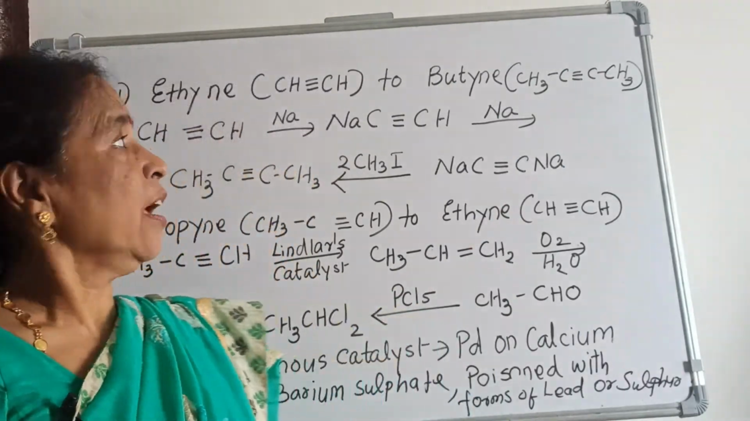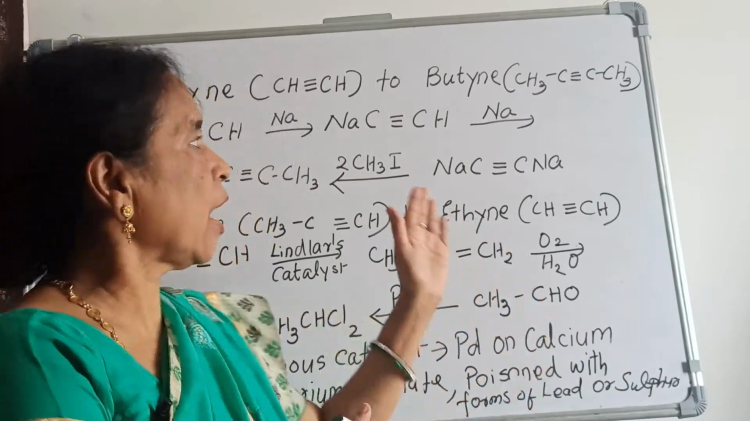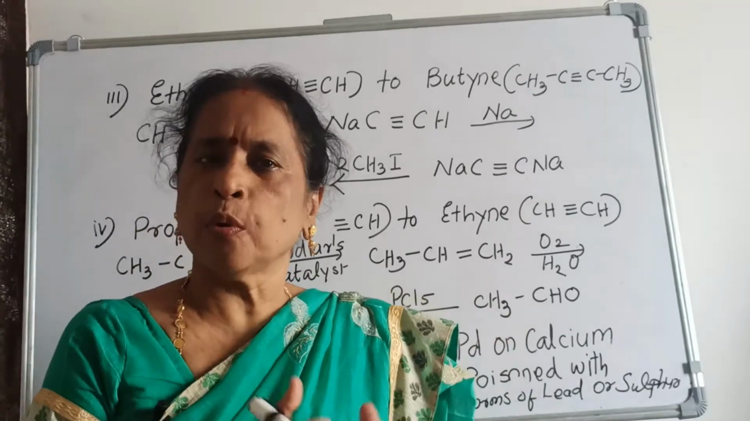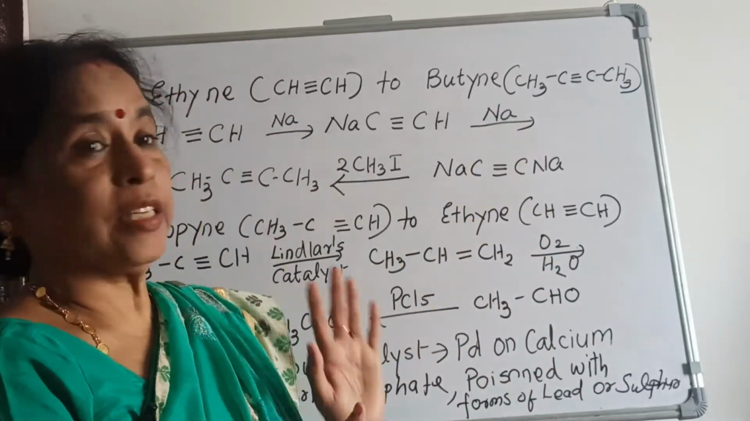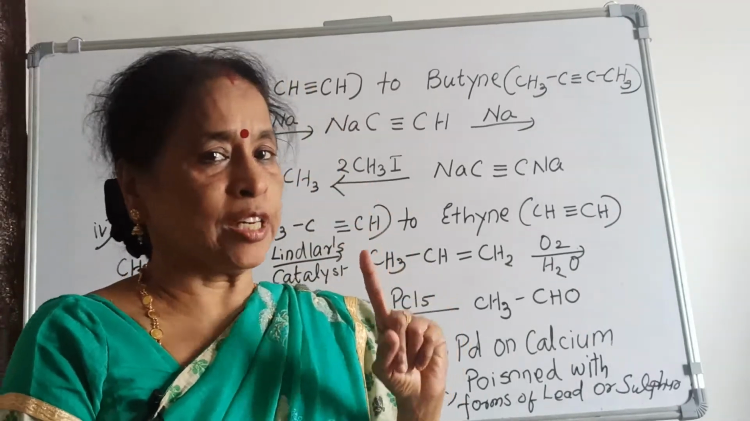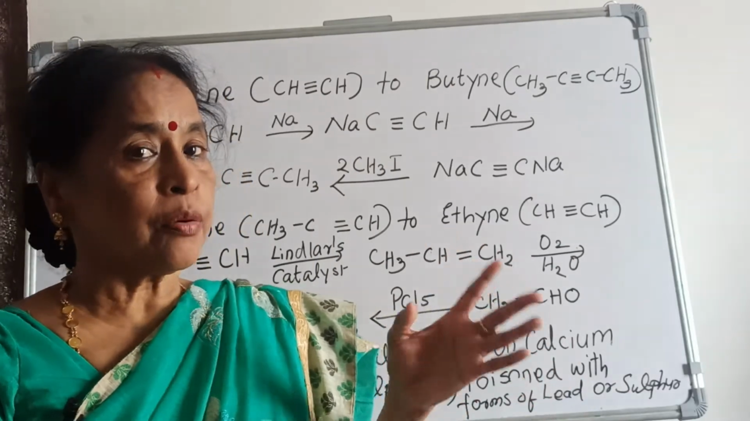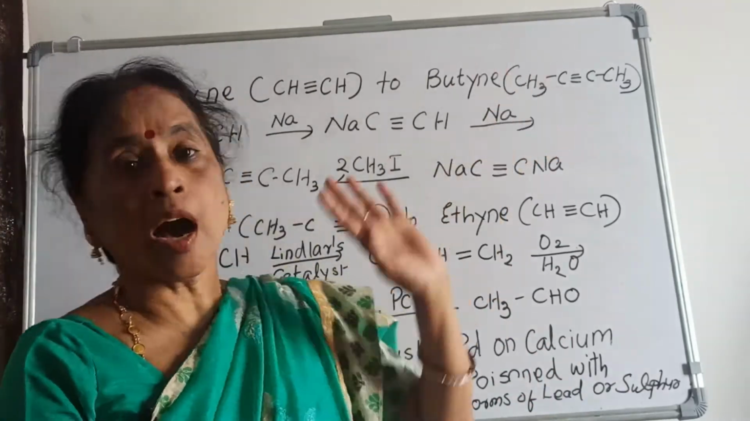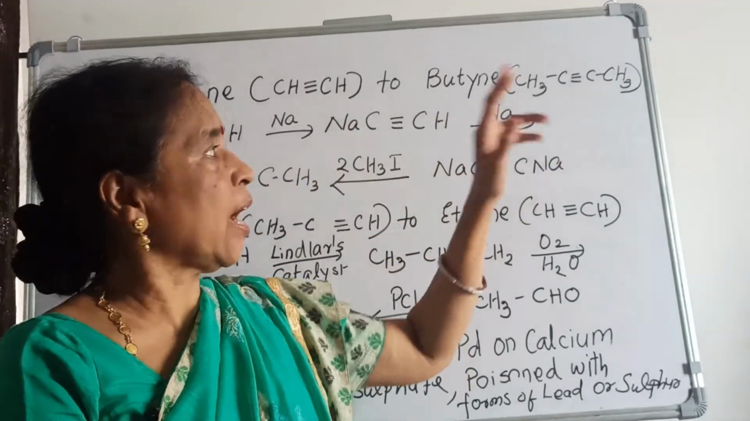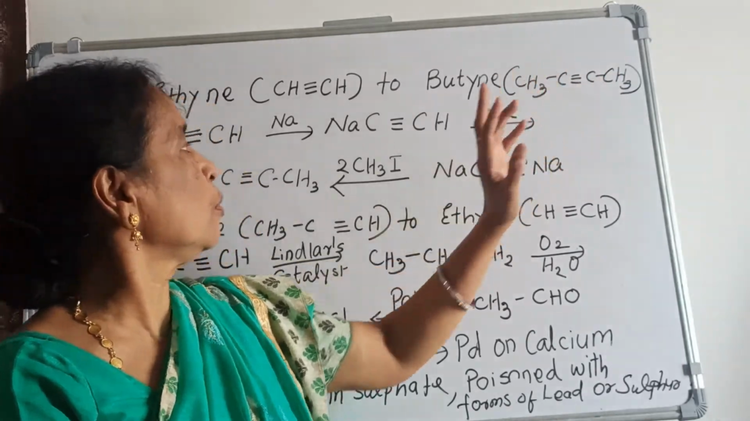Here we will see ethyne converted to butyne. The conversion of ethyne to butyne. Then what is ethyne? What is butyne? Both contain a triple bond. Ethyne has only 1 triple bond and 2 carbons, and butyne has 4 carbons and 1 triple bond. Actually, it is 2-butyne. How? 1, 2, after 2 there is a triple bond, so it is called 2-butyne.